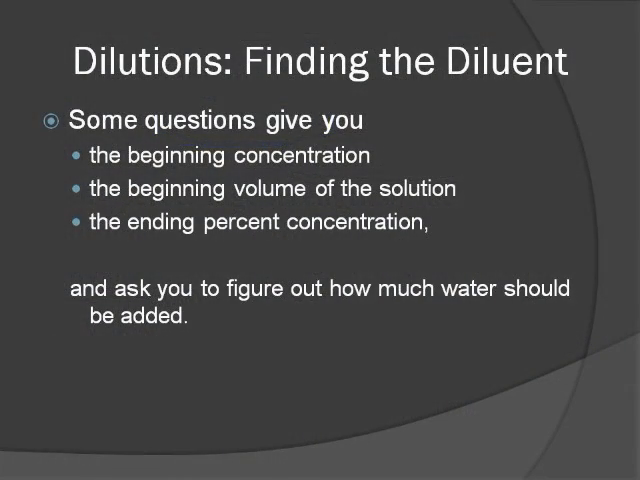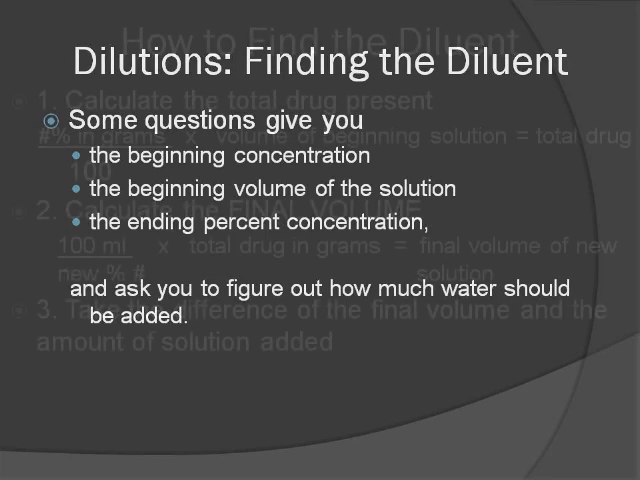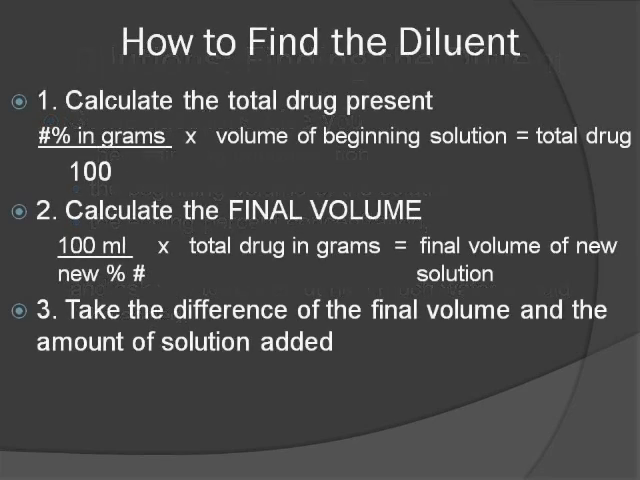So now we're still looking at dilutions, but now let's look at the types of problems that will ask you to find the diluent, or they might ask you how much water should be added to this to get this. Some questions will also ask you the beginning concentration, or the beginning volume of a solution, or the ending percent. But let's look specifically at what happens if a question asks you how much water should be added. So I'll move to the next slide on how to find the diluent.